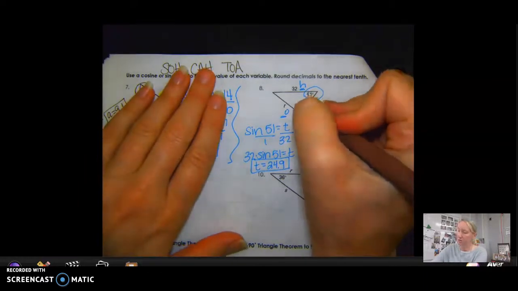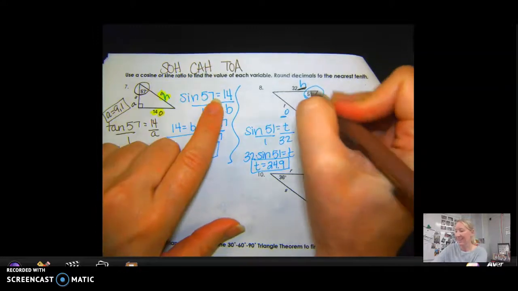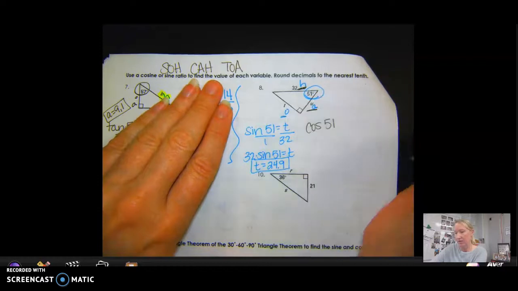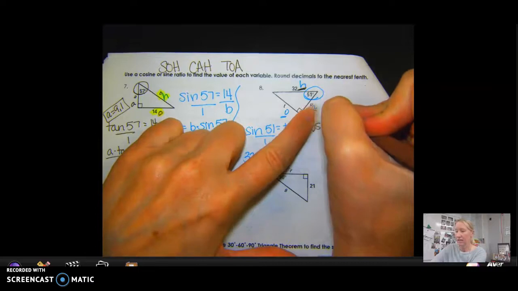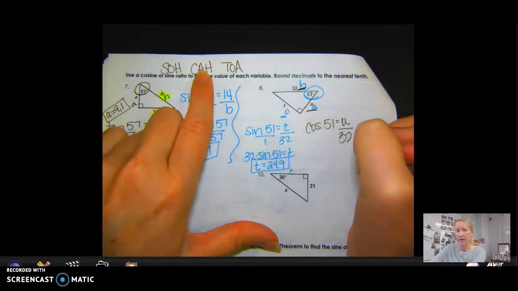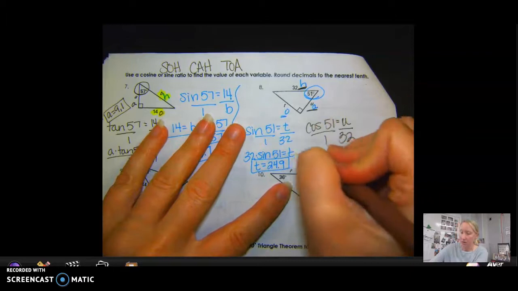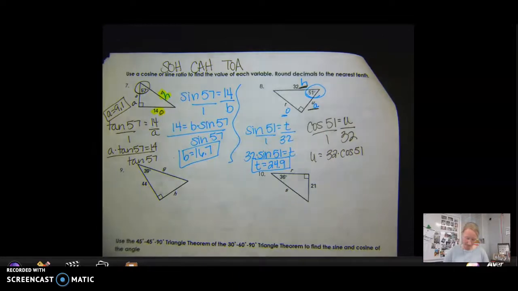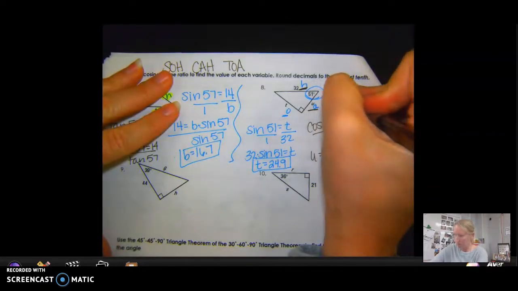Now we're going to find U. So we're for sure going to have to use H again, and we have to use this U, which is A. So A and H is cosine. So now I'm going to do cosine of 51 degrees, the angle measure that they gave us, equals my side length A, which is U, over my side length H, which is 32, because I have to go A over H, right? Put this over 1, cross multiply, and I get U equals 32 times the cosine of 51. And I get U equals 20.1.